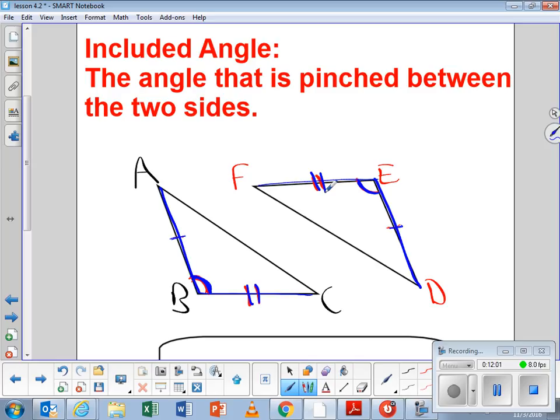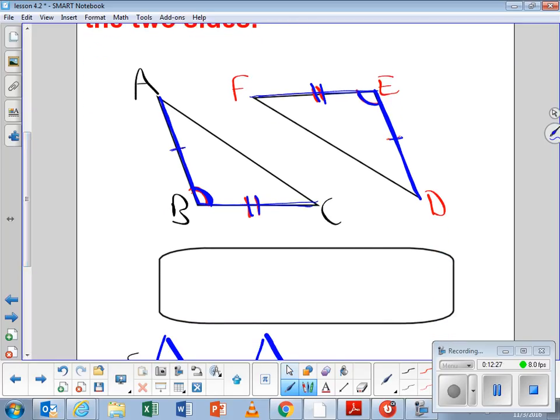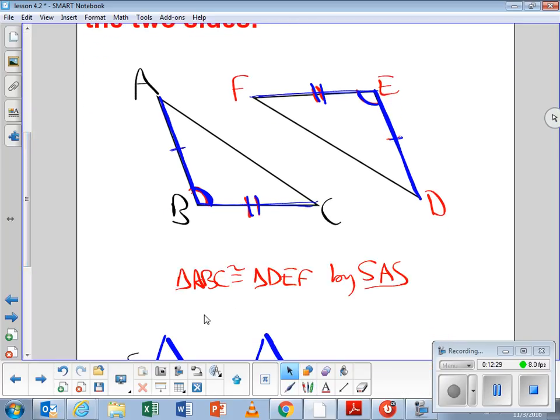So by what? What was the name of this? SAS. SAS, by side angle side. See, watch this, and I go in order. Side, angle, side is congruent to this side, angle, side. So that means these two triangles are congruent by side, angle, side.